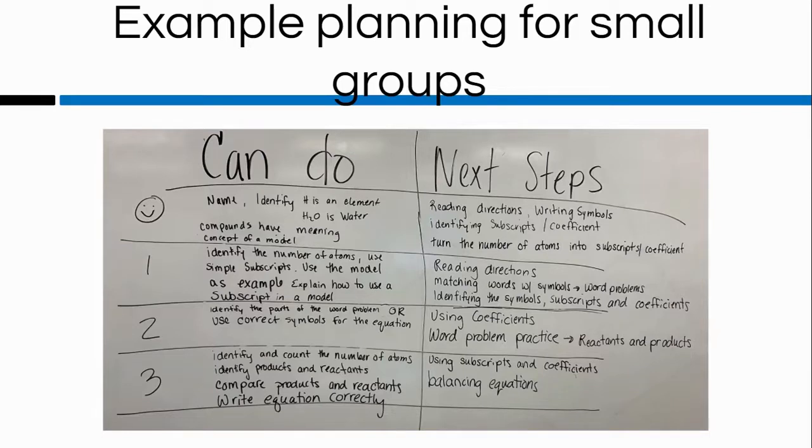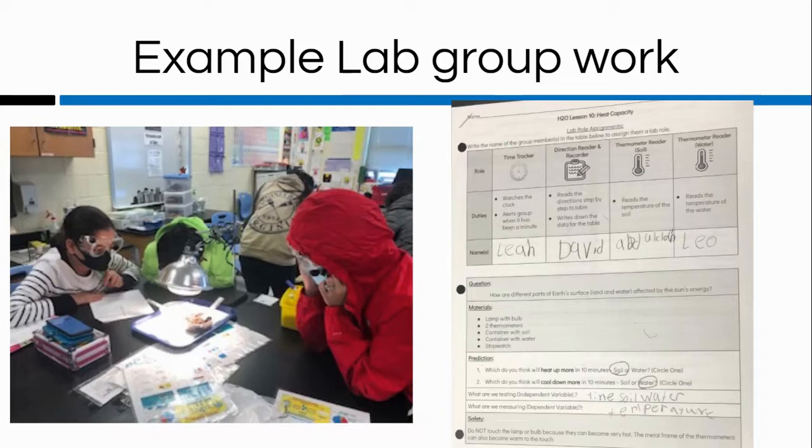Here's an example of how we differentiate for small groups. Teachers will evaluate the pre-assessment, identify what students are able to do, and then create next steps for each level. Here's an example of how we differentiate in lab group work. Each role has different responsibilities, and students are able to choose which role they would like to do.